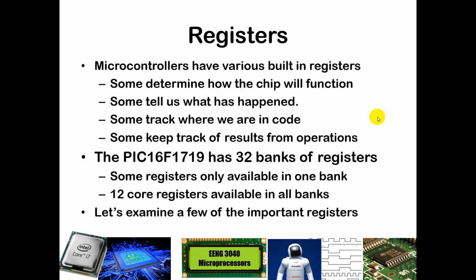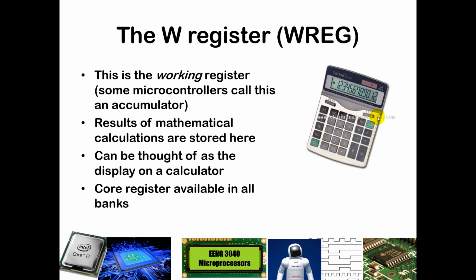So let's go ahead and start talking about some of the important registers. The first register to know is the W register, or WReg, and that is short for the working register. If you use some different processors, different microcontrollers, they might call this an accumulator. And effectively, you can think of the W register as what you see on the display on a calculator. So as you're adding up, let's say, a series of numbers, you might add 1 plus 5 plus 7 plus 9 plus 13. You're going to see intermediate calculations on that display.